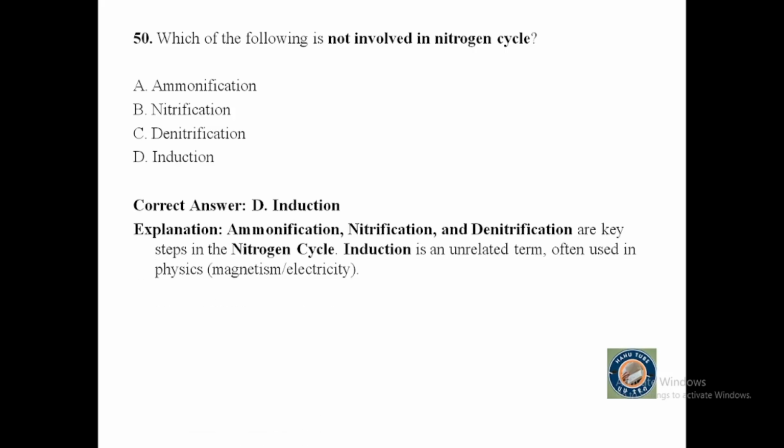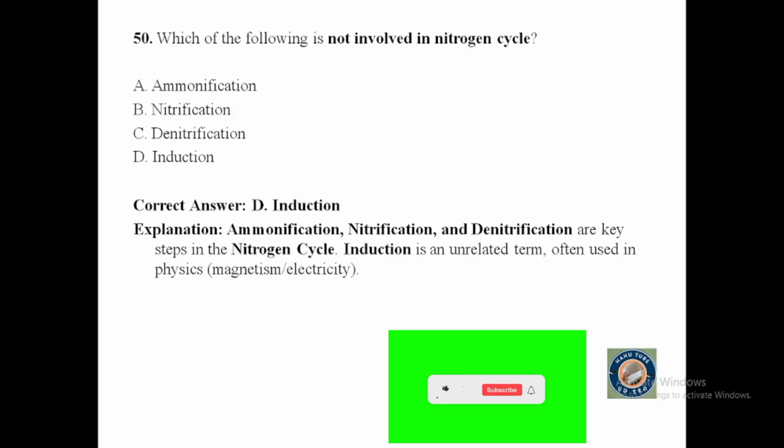Question number 50. Which of the following is not involved in nitrogen cycle? A. Ammonification, B. Nitrification, C. Denitrification, D. Induction. The answer is induction because ammonification, nitrification and denitrification are key steps in nitrogen cycle. Induction is an unrelated term often used in physics where magnetism and electricity is dealt.